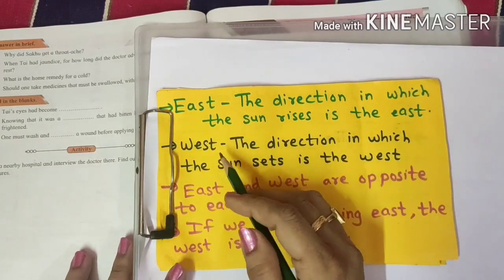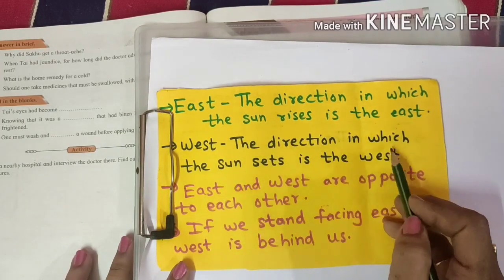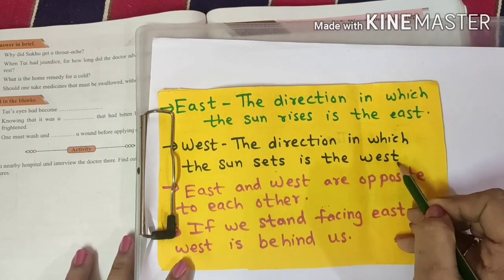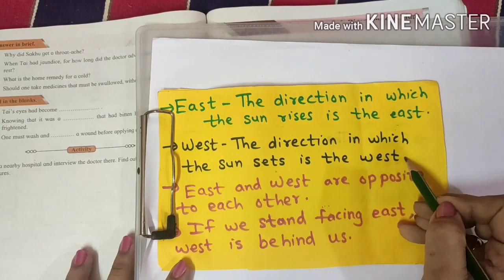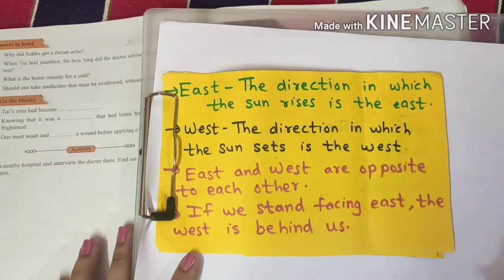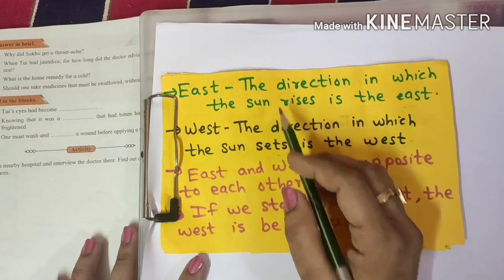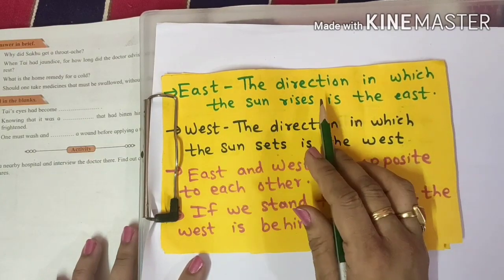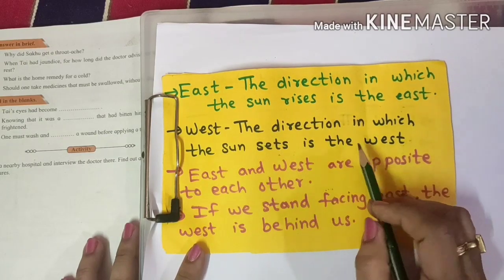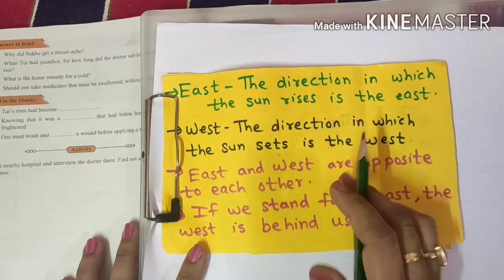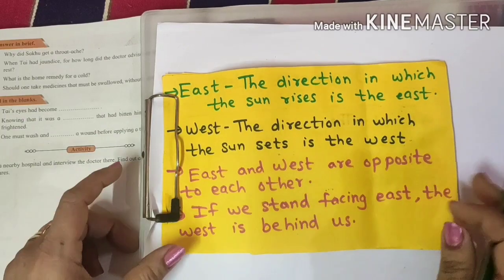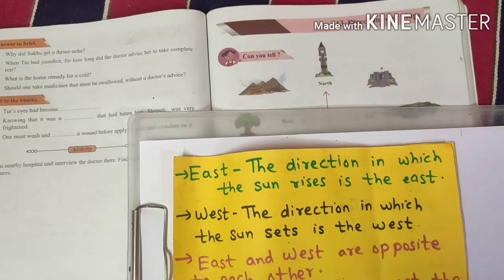Now west. The direction in which the sun sets is the west. Where the sun sets, that is your west direction. So all of you are clear with east and west, children? Where the sun rises, that is your east direction, and where the sun sets, that is your west direction. Now this east and west are opposite to each other.